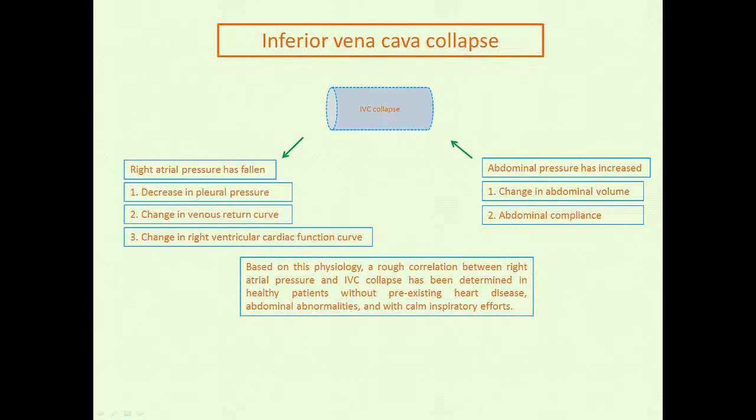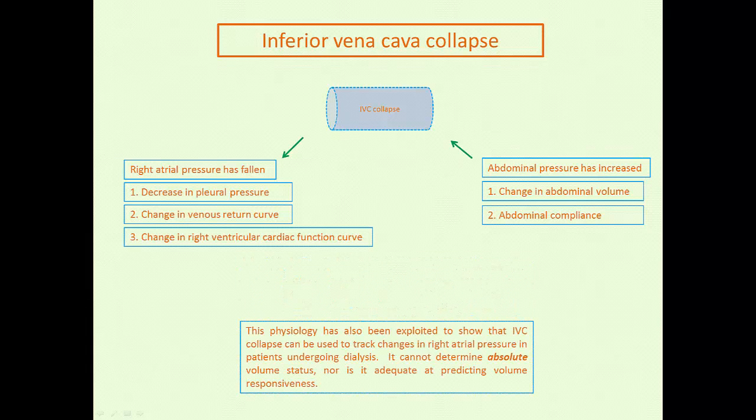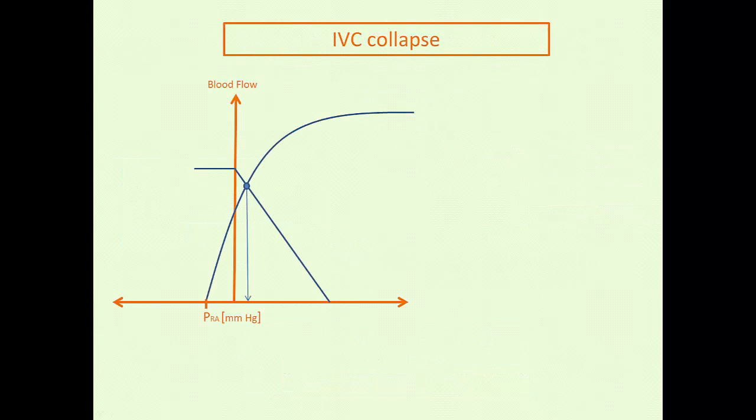So based on this physiology, a rough correlation between right atrial pressure and IVC collapse has been determined in healthy patients without pre-existing heart disease, abdominal abnormalities, and with calm inspiratory efforts. This physiology has been exploited to show that the inferior vena cava collapse can be used to track changes in the right atrial pressure in patients undergoing dialysis. It cannot be used to determine a patient's absolute volume status, nor is it an adequate predictor of volume responsiveness.